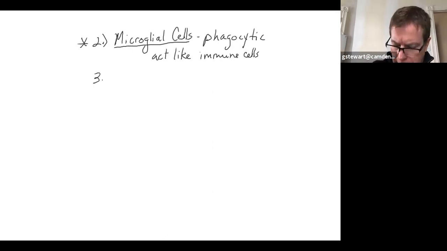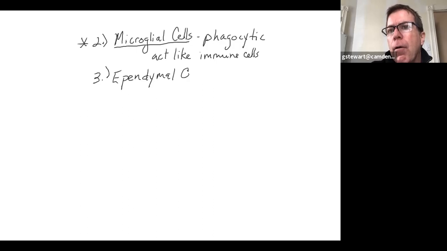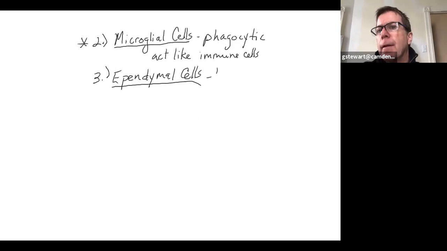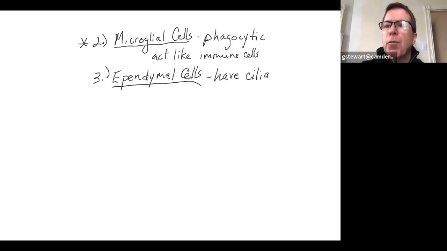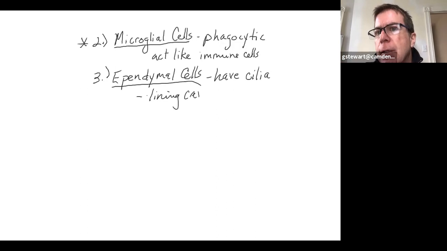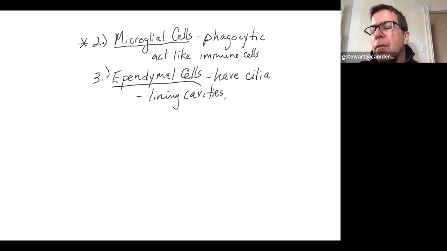Number 3, ependymal cells, EPENDYMAL. These are cells that have cilia on them, those extensions that look like little hair processes. And what that cilia does, so we find these cells, first of all, lining brain cavities in the central nervous system, and around the spinal cord.